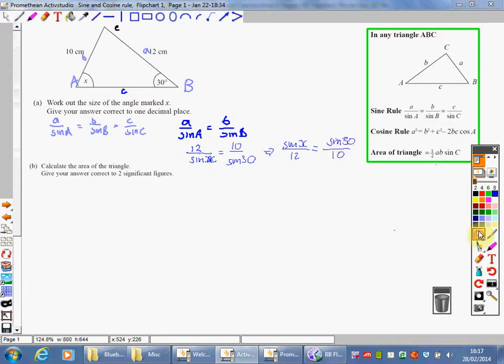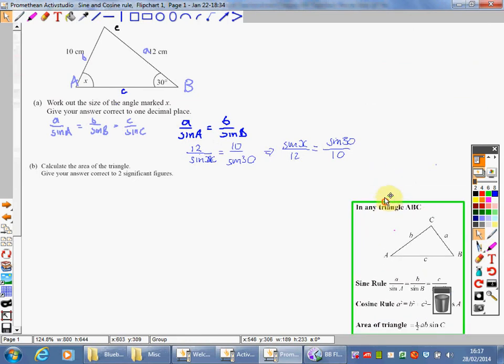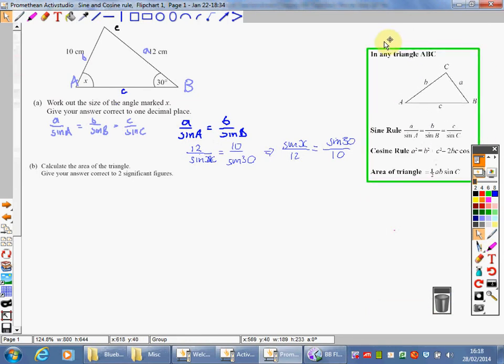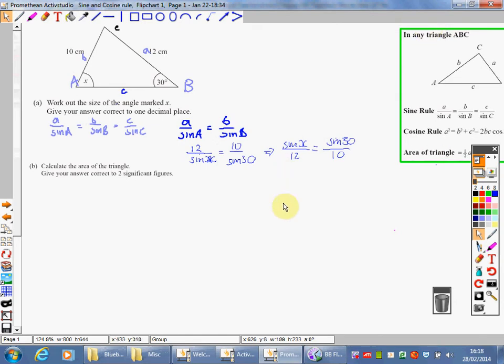Let's just move this box out of the way for the moment. I'll just go and work down here for you. So sin x is equal to, well, that 12 is dividing on this side, so it's got a times on this side: 12 times sin 30 divided by 10. I'm just going to enter that into my calculator now. I do sin 30 divided by 10 times that by 12, and it comes out as 3/5. So sin x equals 3/5.